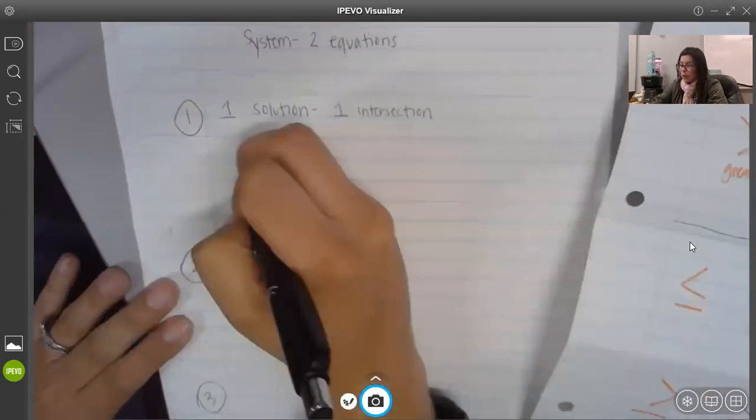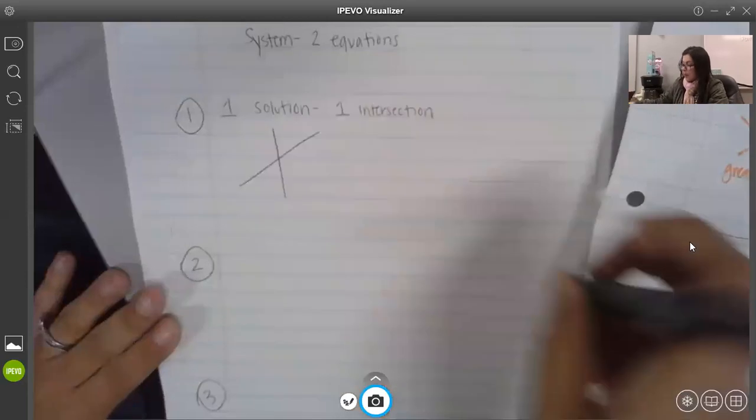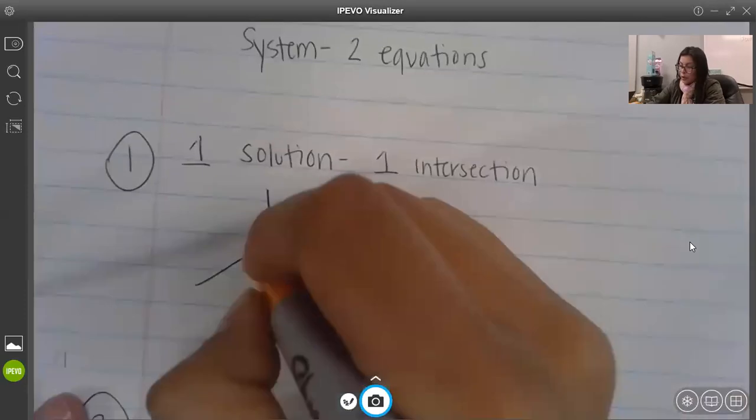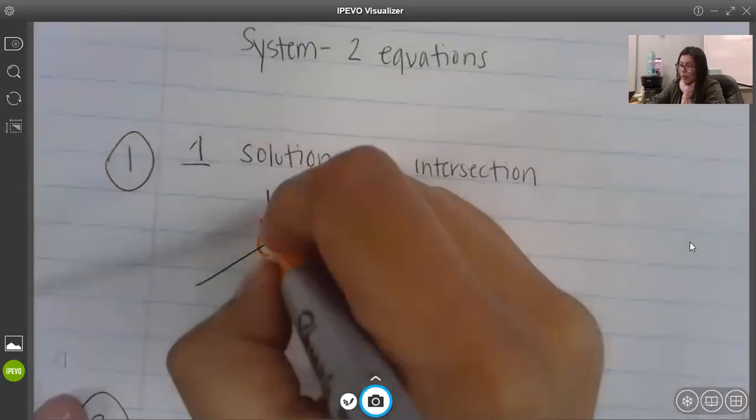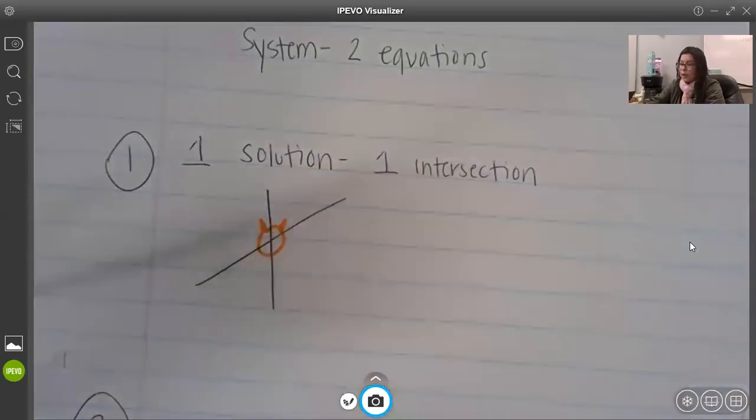Okay, and so it's gonna look like this. I like to say meow, this right here where they intersect with these graphs, intersect, that's the cat, meow. That's the point of intersection because the X looks kind of like a whiskers. Okay.